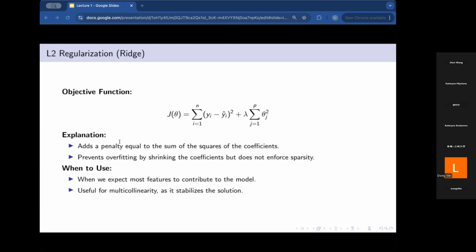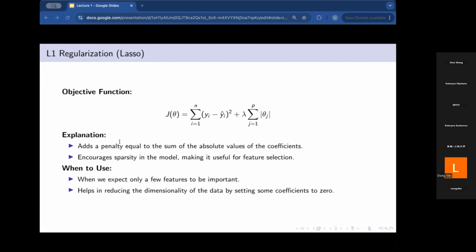One of the primary benefits of L2 is that it handles multi-collinearity effectively when features are highly correlated. In this case, L2 helps stabilize the coefficients by distributing the effect among correlated features. Stabilize.